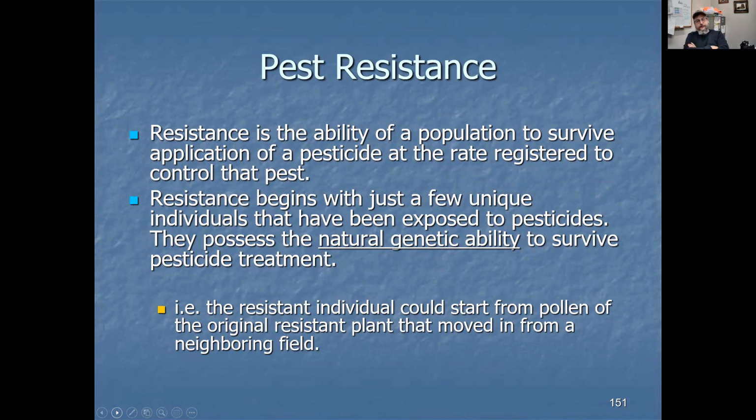Resistance begins with just a few unique individuals that have been exposed to pesticides. These few individuals possess the natural genetic ability to survive pesticide treatment. And then, of course, as these ones survive and reproduce, they produce resistant offspring, so to speak. An example: a resistant individual could start from pollen of the original resistant plant that moved in from a neighboring field.